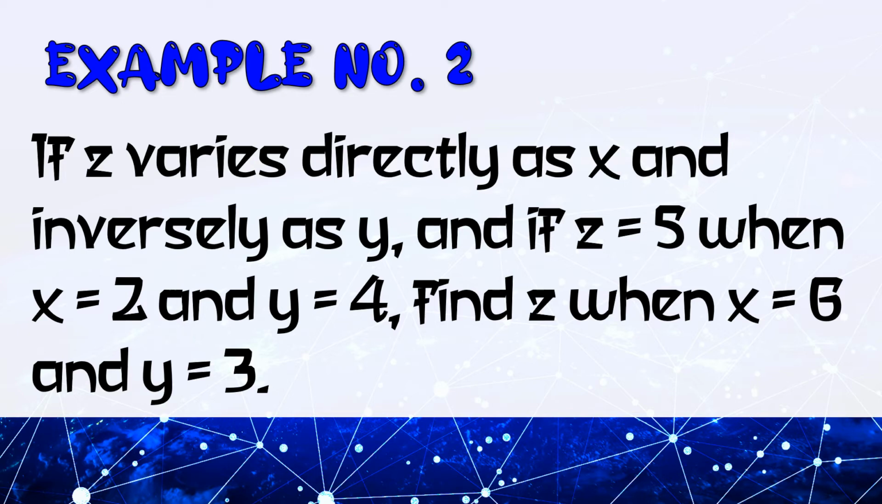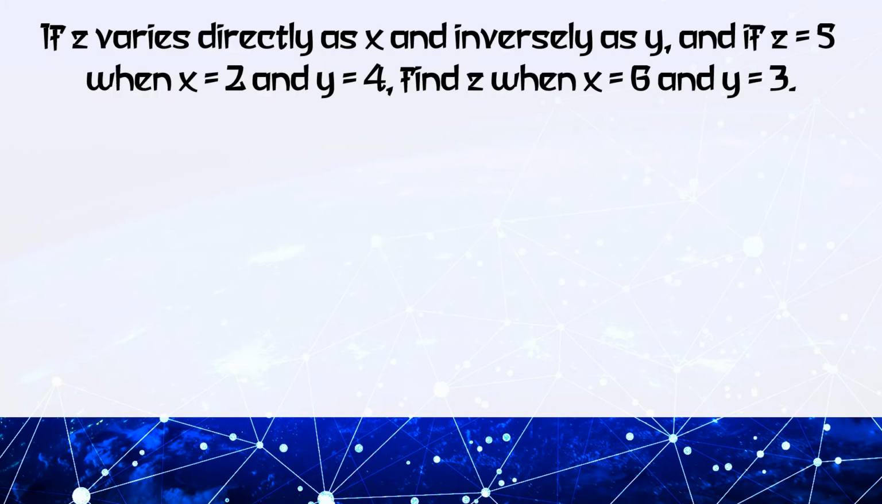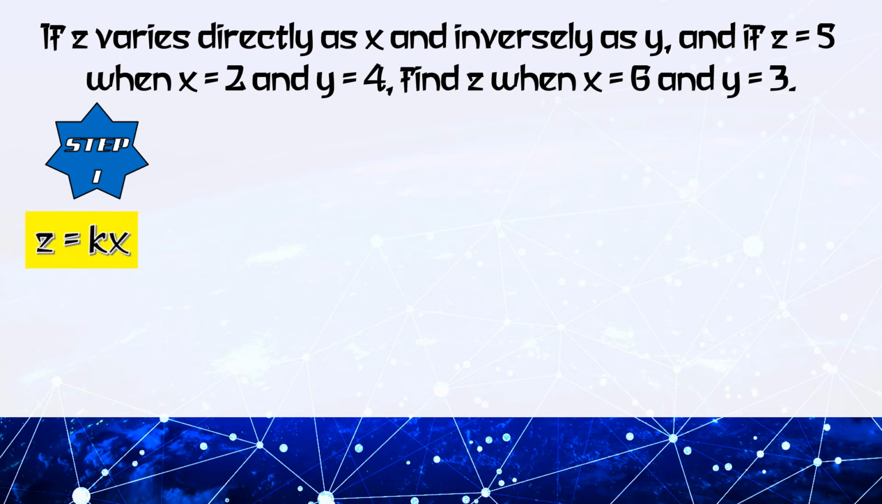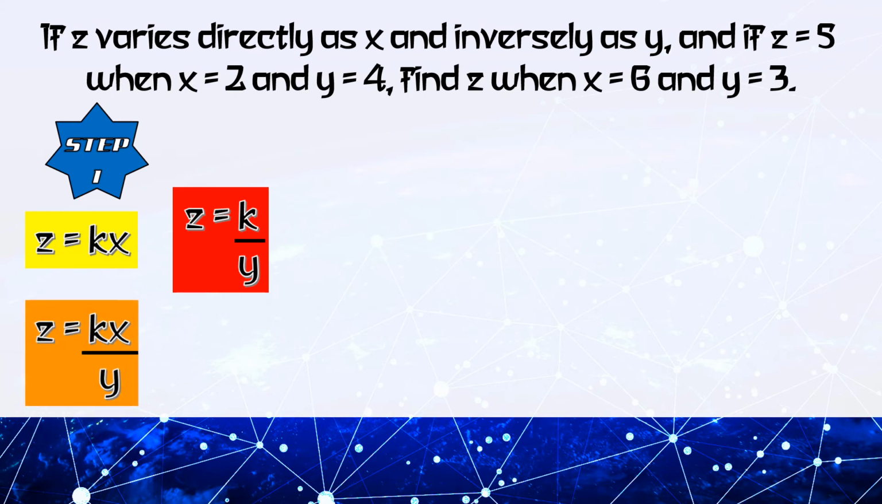Just the same with the first problem, a combination of direct variation and inverse variation. So let us have the three steps. In step 1, let us express this as an equation of variation. Z varies directly as X will be expressed as Z equals KX. Then Z varies inversely as Y is Z equals K over Y. And when combined, these two expressions will be Z equals KX over Y.